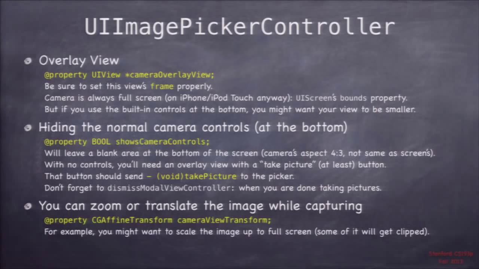The camera can have an overlay view on top of it. This is a view that sits on top of it. You can even provide your own buttons for things like take picture. This is just a view, and you also are going to get this transform, camera view transform at the bottom there, in case you want the image that the person's taking to be scaled up to full screen. The aspect ratio of the phone itself is not the same as the camera, so it won't be full screen. You'll see some borders around it. Some people like to zoom it up to full screen, and you could do the transform to do that.